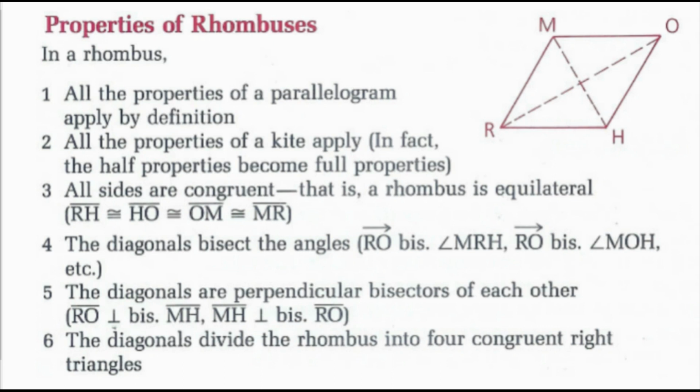And then the diagonals actually divide the rhombus into 4 congruent right triangles. So if I were to split my rhombus into 4 different right triangles, all of these triangles would be congruent.